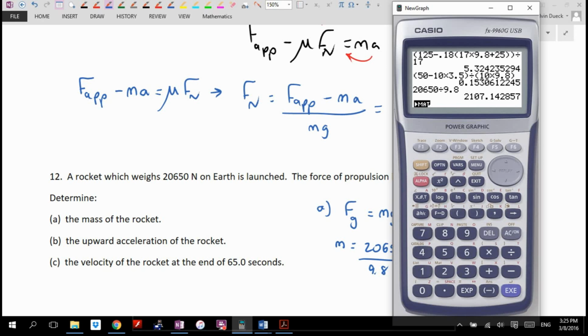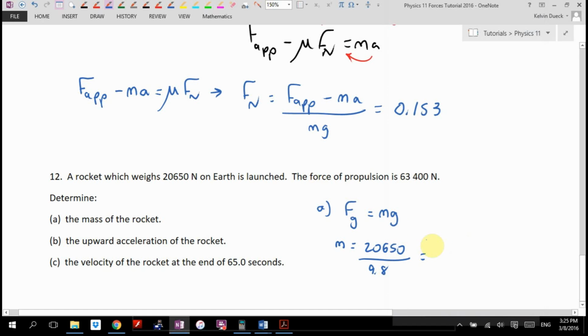This rocket weighs 2,107.1 kilos. Now, I'll be honest. If you said 2,100 kilos, I'd give that full marks. But I have a feeling I'm going to use this answer to find other stuff, so I'll carry a few extra sig figs, Courtney, to be more accurate. Really, what I would probably do is I would write that, and I would put an equal sign, and I would say 2,100 kilograms. Courtney, what's part B want me to find?